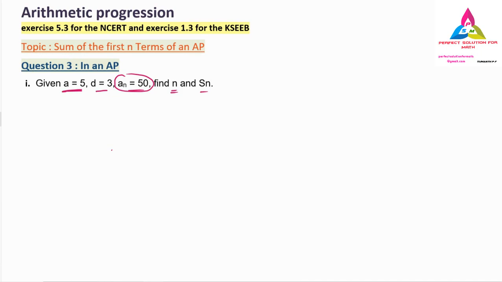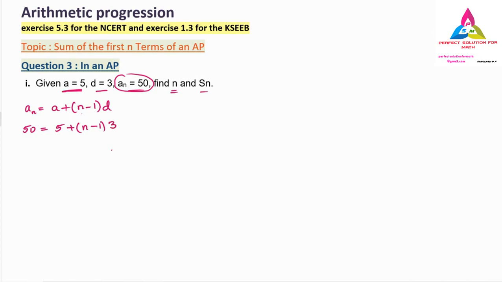So how to find? For that purpose we have to write down the an formula. an = a + (n - 1) d. This formula is necessary because we want to find the n value. So what is the an value? They have mentioned over here 50. So write down that 50 as it is. What is the a value? The a value they have given as 5. Write down that 5. Then n value we don't know. Write down (n - 1) as it is. The d value over here is 3.